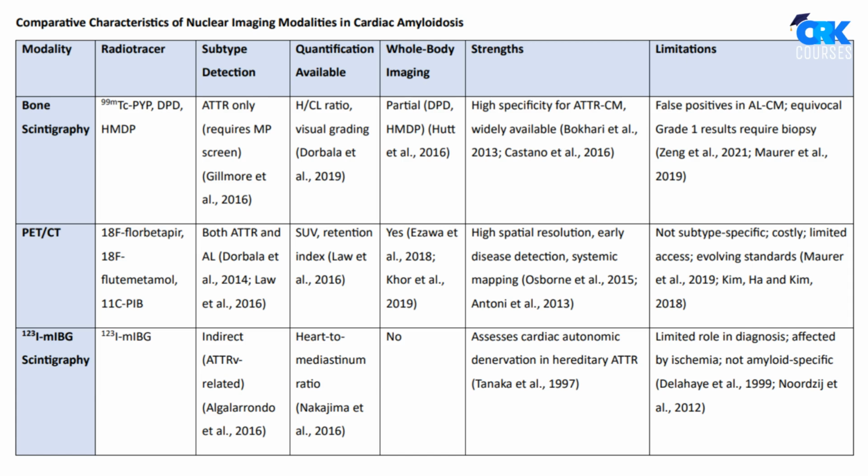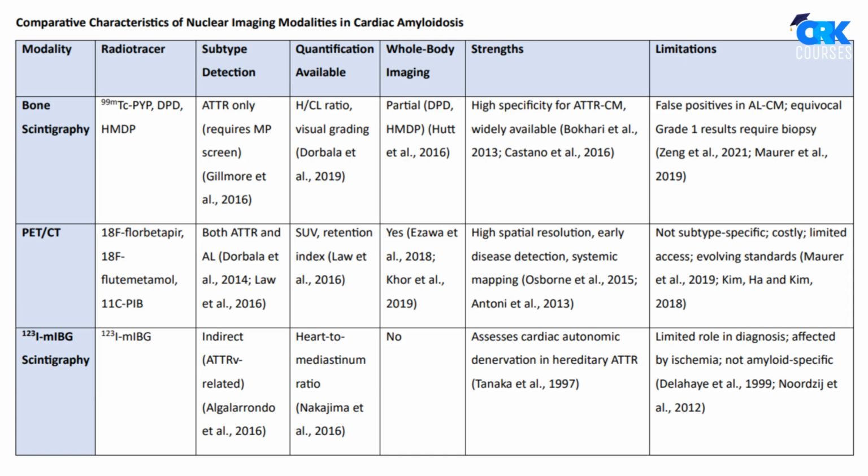While whole-body imaging is partial with DPD and HMDP tracers, bone scintigraphy offers high specificity for diagnosing ATTR-CM and is widely available. However, there are limitations. False positives can occur in AL cardiac amyloidosis, and equivocal grade 1 results often require confirmatory biopsy.